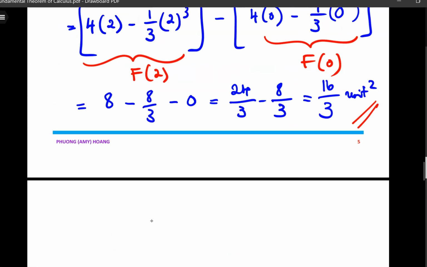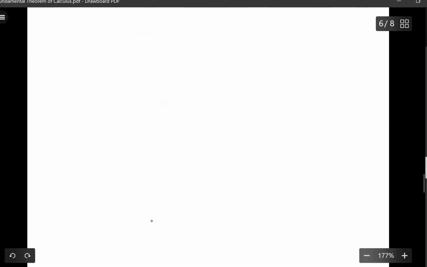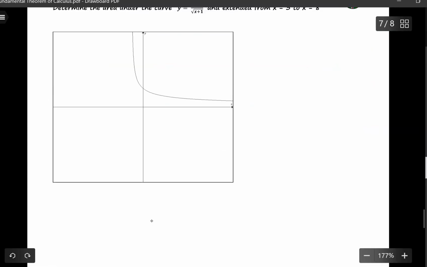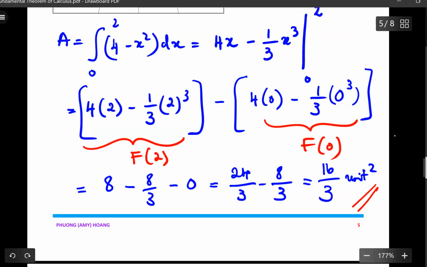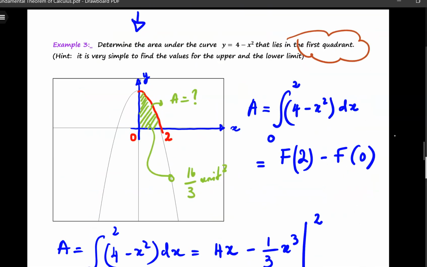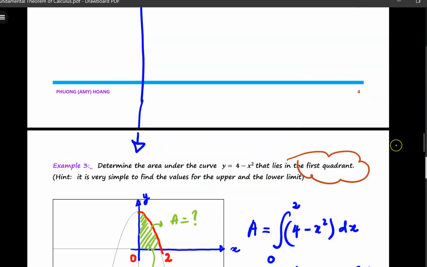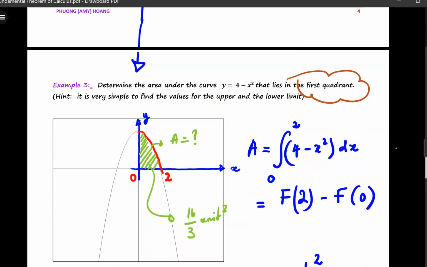Okay, so let's see if I have any more examples to work with. I don't think so. But I do have some exercises for everyone to work on. So please try this question, and then you can check the solution online. In my next lesson, we will explore further into the fundamental theorem, and we will determine very complicated areas, and you also have to use your algebra to figure out the upper and lower limits. Alright, thank you everyone.